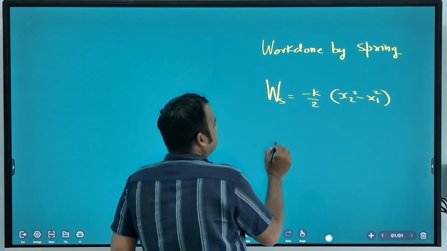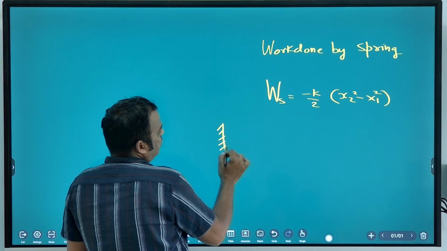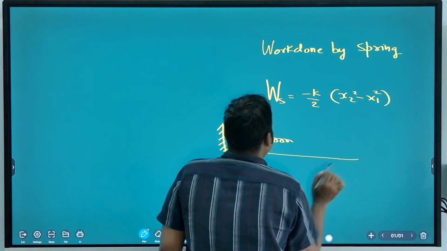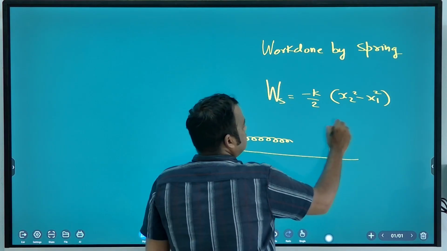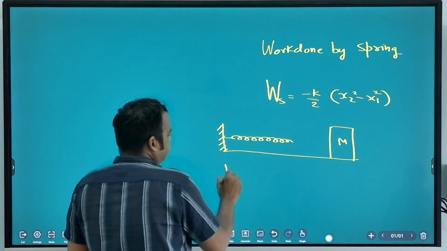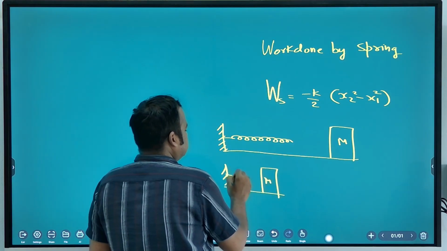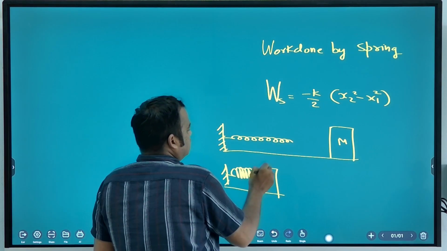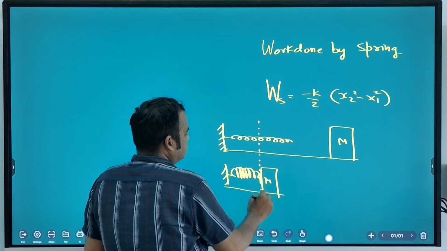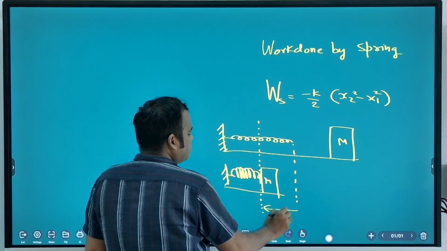So during compression also same formula. Suppose this is the wall and this is the spring. Now this block is coming, so it will compress it. Now block has compressed it. So what is the compression? How much is compression? Suppose x.